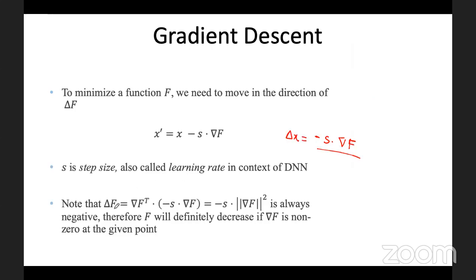Now, what is delta f? It would be nabla f dot product, you take the transpose just for the dimensionality, with minus s times nabla f. But s is a constant, so it goes out, and you get simply minus s times the norm of nabla f, whole squared. The point is that this is a positive quantity, and because s is also a positive number, this whole thing becomes negative. That means when I move in this direction, my function will definitely decrease as long as the gradient is non-zero.